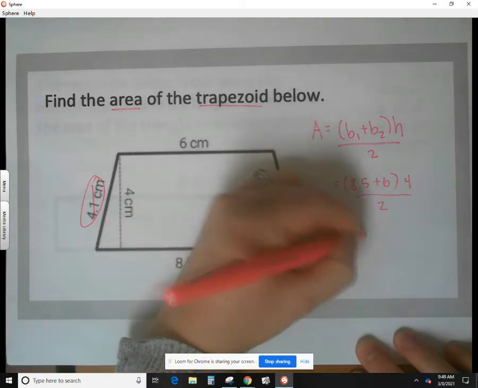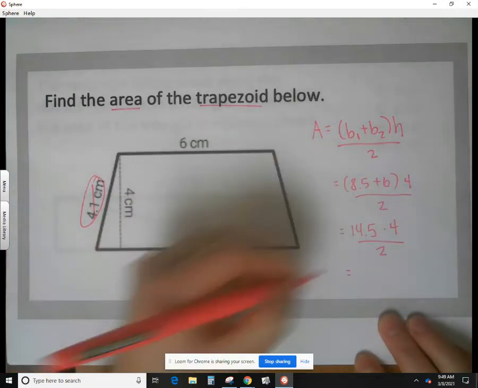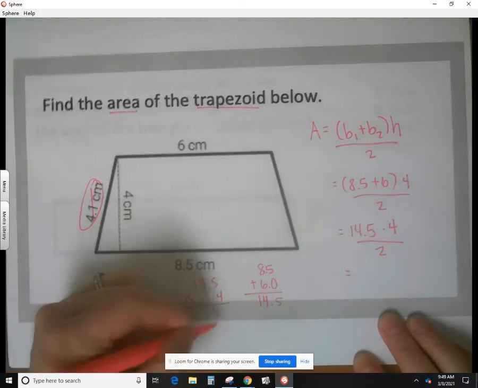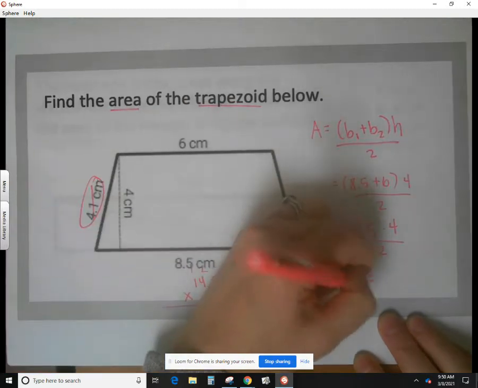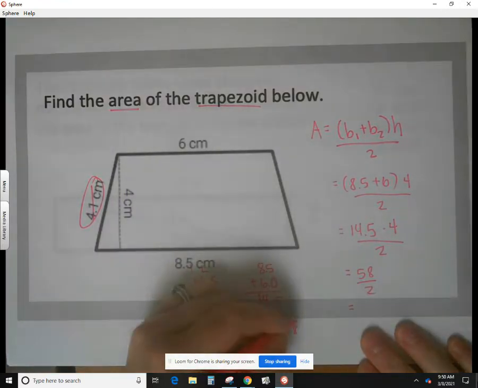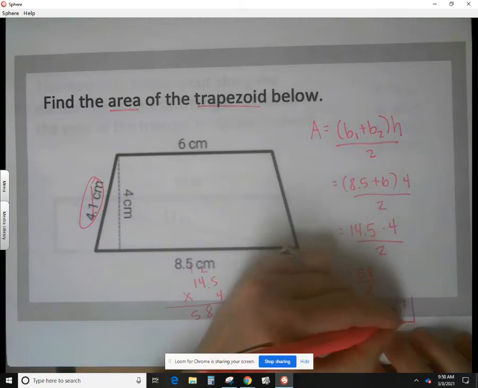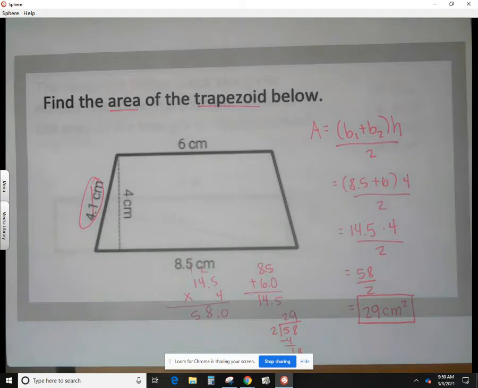So that comes out to 14.5. I'm multiplying that times 4. So 14.5 times 4 gives me 58. And I want to find half of 58. So 58 divided by 2 comes out to 29. So it's 29 square centimeters. I know it seems like a lot for those trapezoids, but if you just take it one step at a time, you will be fine.